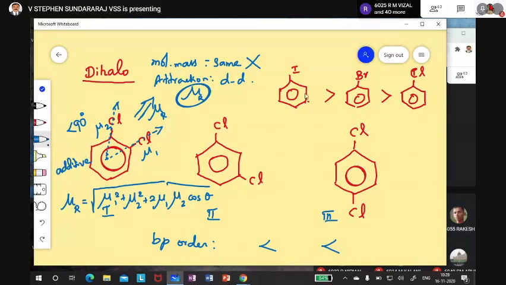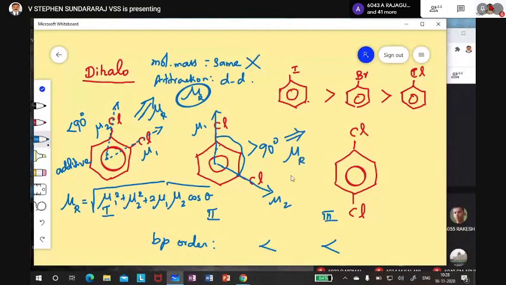But in this case, this is one mu1 and this is another mu2, both from the center. This angle is greater than 90 degrees. One is going this side, one is going this side, and the net effect will be here only. This is the mu resultant, but it is less, a subtractive effect. Beyond 90 degrees, the vector quantities subtract from each other. That means here, this is exactly opposite.